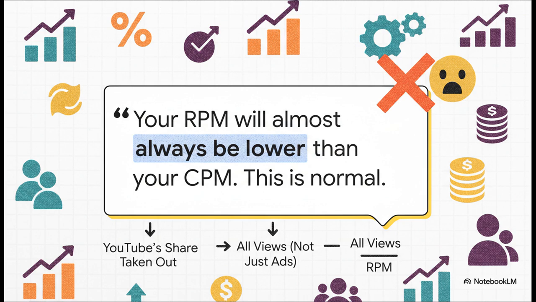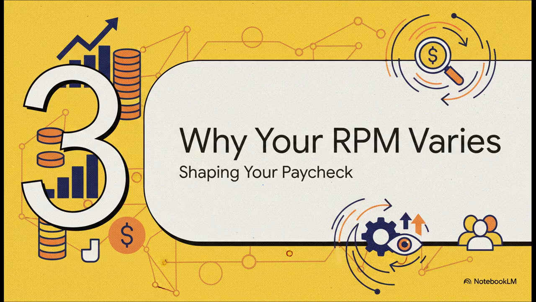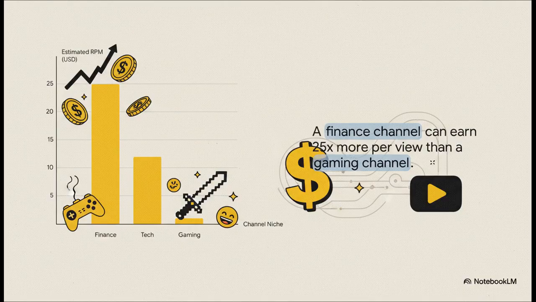No need to worry. Okay, so the next logical question is, why does RPM swing so wildly from channel to channel? I mean, how can one creator make 10 times more than another with the exact same number of views? Well, the answer lies in a few key factors that are shaping your final paycheck. And the biggest one by far is your niche.